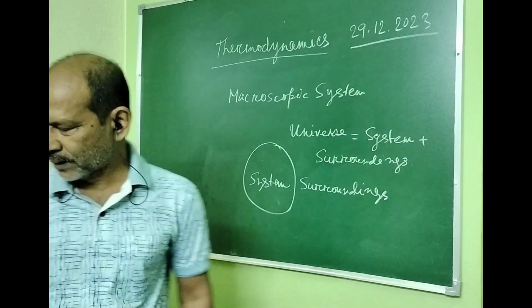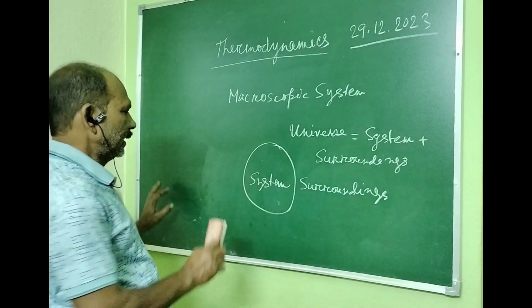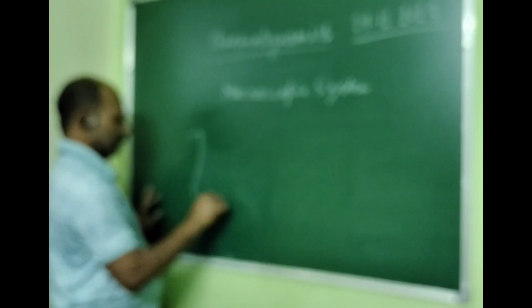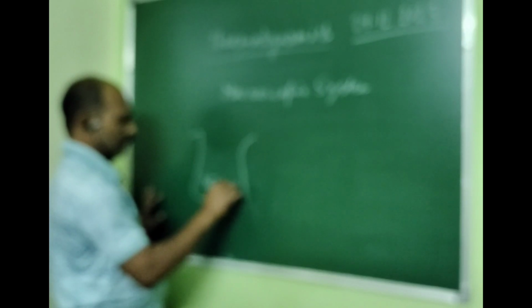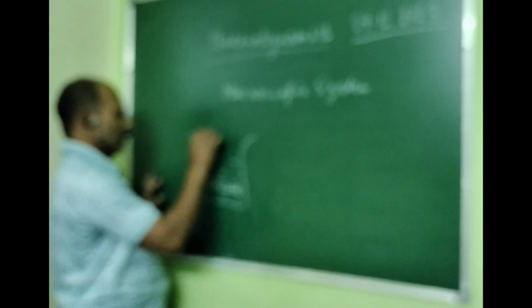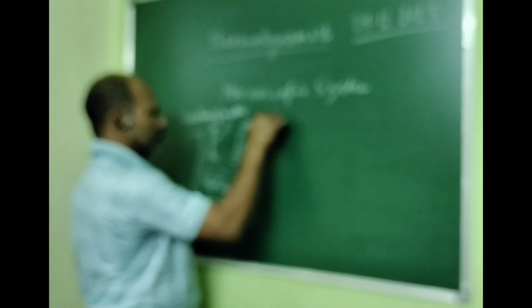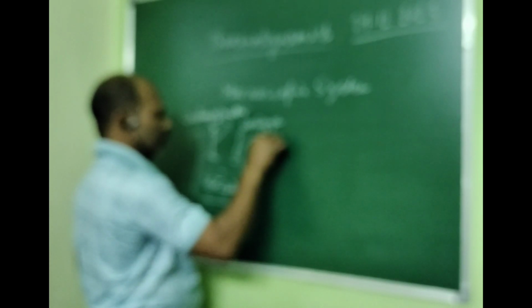Now, what are the types of systems? There are three types of systems. One is the open system. Suppose in a beaker you have taken some hot water. There, exchange of matter and exchange of energy both can happen. So that type of system is called an open system.